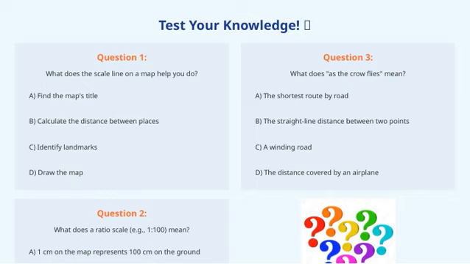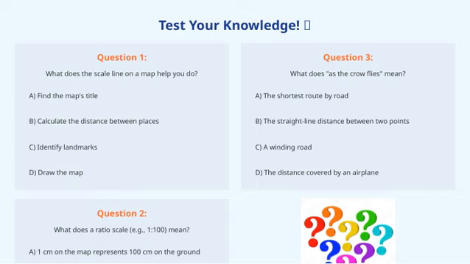Next, we have the ratio scale, like 1:100. What does that mean? Think of it this way. A, 1 centimeter on the map equals 100 centimeters on the ground. Or B, 1 centimeter equals 1,000 centimeters, C, 10 centimeters, or D, 1,000 kilometers. The right answer here is A. It's a way to understand how map measurements translate to real-world distances.